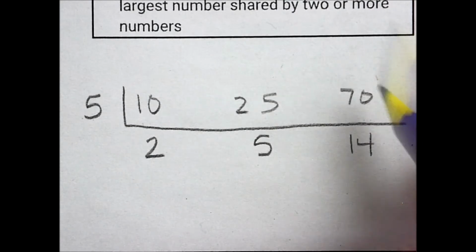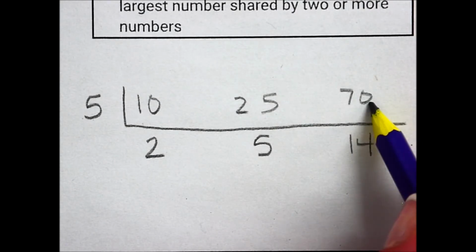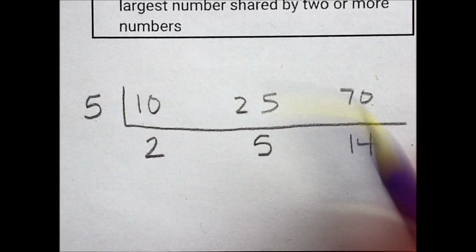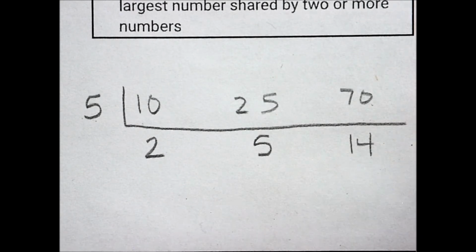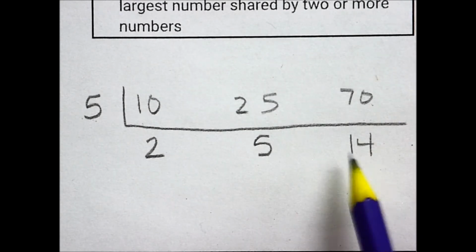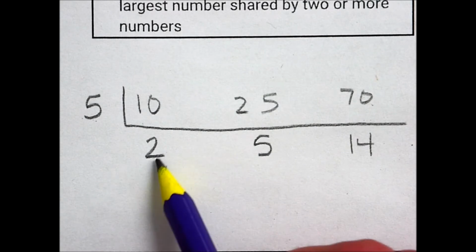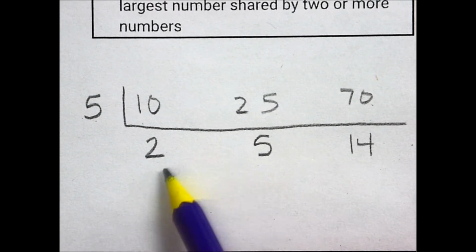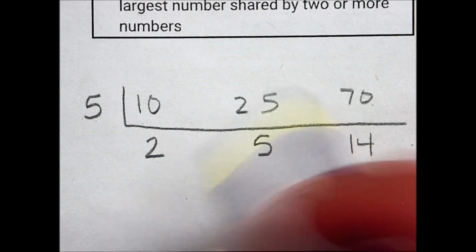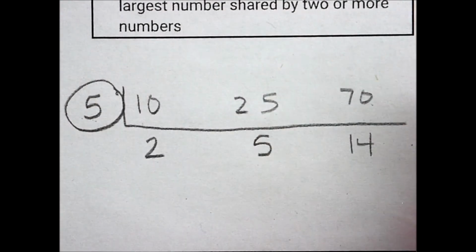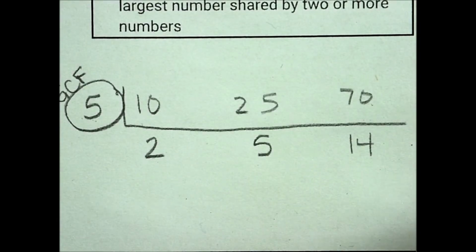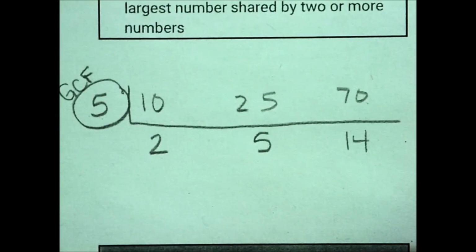And if you needed to check that, remember you could type 70 divided by 5, and you'll see that that answer is 14. Now, there is not a factor that will come out of all 3 numbers together. So our GCF of all 3 is the 5. I'm going to label it GCF. So, we're done with the GCF.